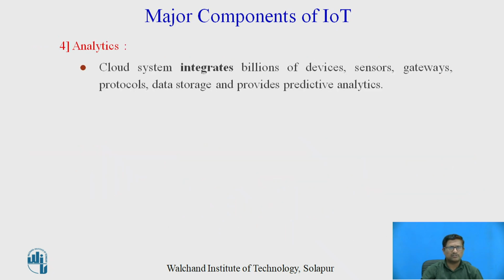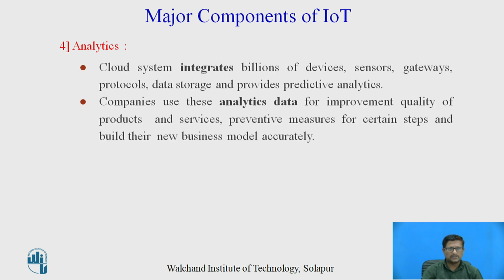So analytics is the fourth major component. The cloud system integrates billions of devices, sensors, gateways, protocols, data storage, and provides predictive analytics. Companies use this analytics data to improve the quality of their products and services, to take preventive measures for certain steps, and to build their new business models accurately.